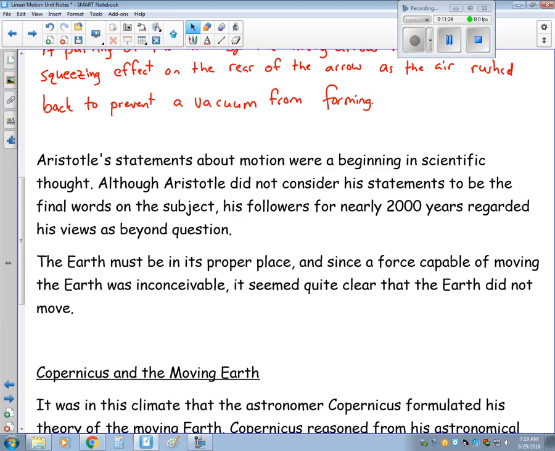His followers for nearly 2,000 years regarded his views as beyond question, as infallible. And then the church took on this idea, especially since the earth must be in its proper place. And since we can't think of a force capable of moving the earth, it seems quite clear that the earth is stationary and that everything goes around the earth. And it makes sense if you just sit around and think and never conduct any kind of experiments. But obviously this idea is wrong. So, to figure out how to get the correct idea, we'll save that for the next video.